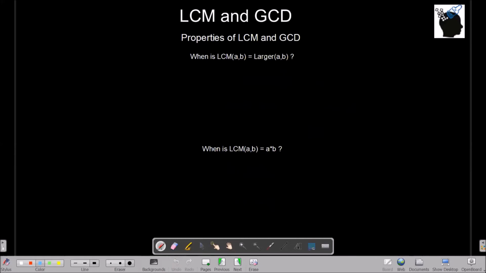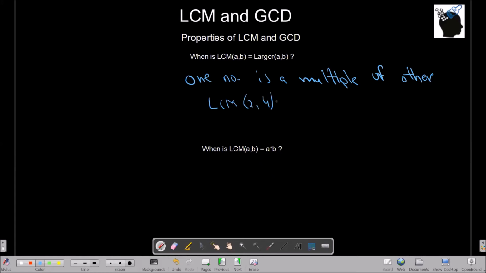Now let's see when the LCM of two numbers is equal to the larger of the two numbers. This happens when one number is a multiple of the other. Example, if I talk about the LCM of 2 and 4, we know the LCM of 2 and 4 is 4, which is nothing but the larger of the two numbers.